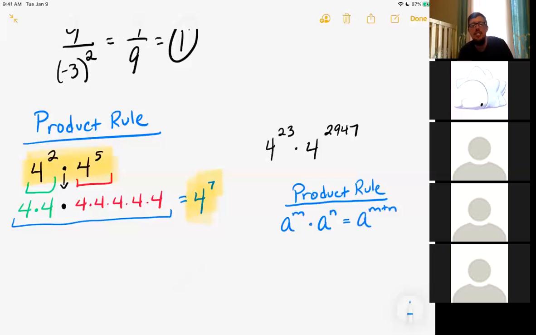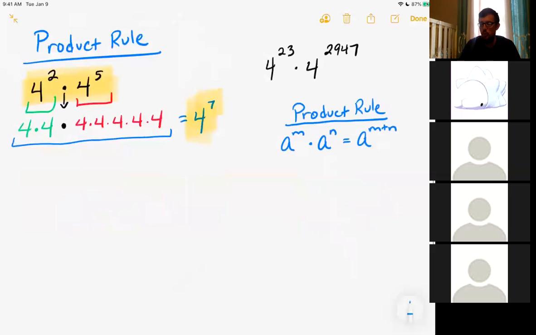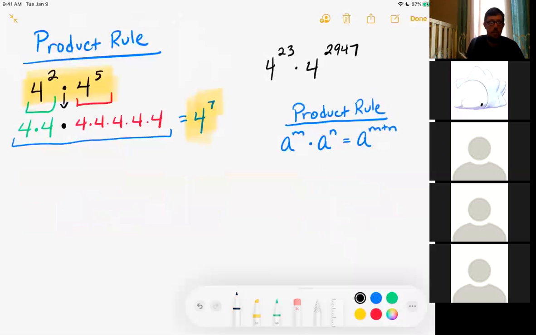And the beautiful thing is it works for any kind of exponent problem you have, as long as the bases are the same. In the problem we just did, the bases were both 4, and then the product rule that I wrote out there in blue, the way you'll see it in the textbook, both of the bases are A. The bases have to be the same for the product rule to work. If the bases aren't the same, it doesn't work out for you.